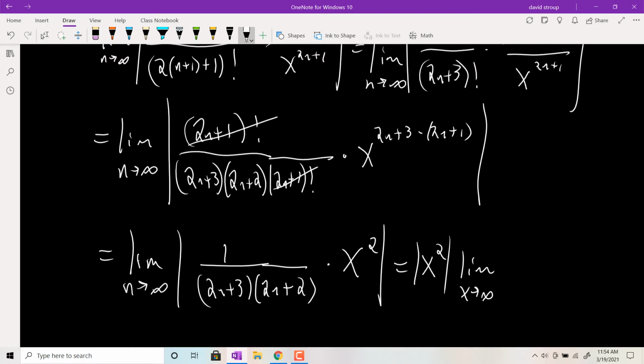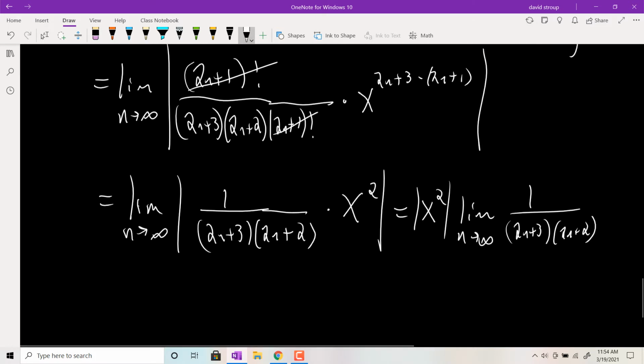And this will just be n going to infinity of 1 all over 2n plus 3 times 2n plus 2, and then this will equal x squared times, well, what is that thing? Well, that's just a 1 over infinity type, right? So that'll be x squared times 0, and for any x you put in there, anything times 0 is 0. So you can just say, well, that's equal to 0.